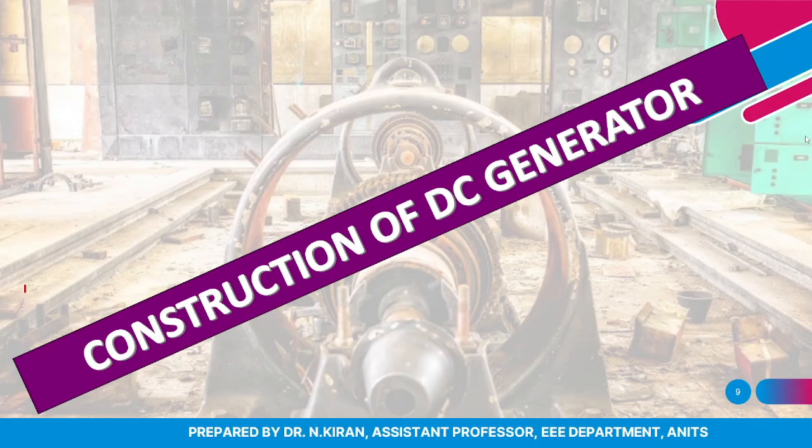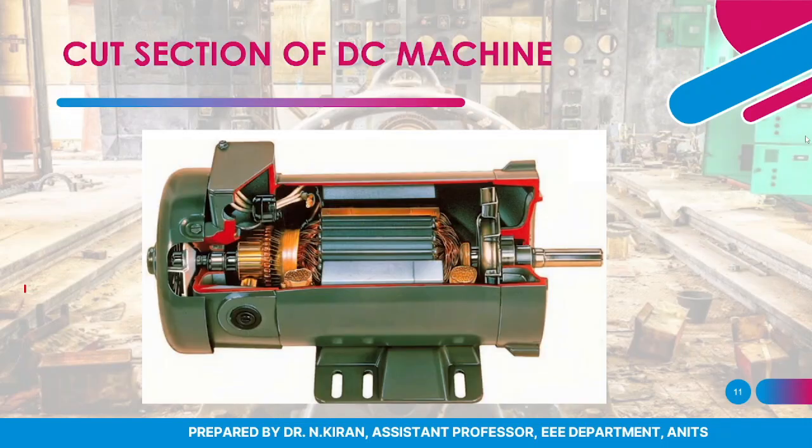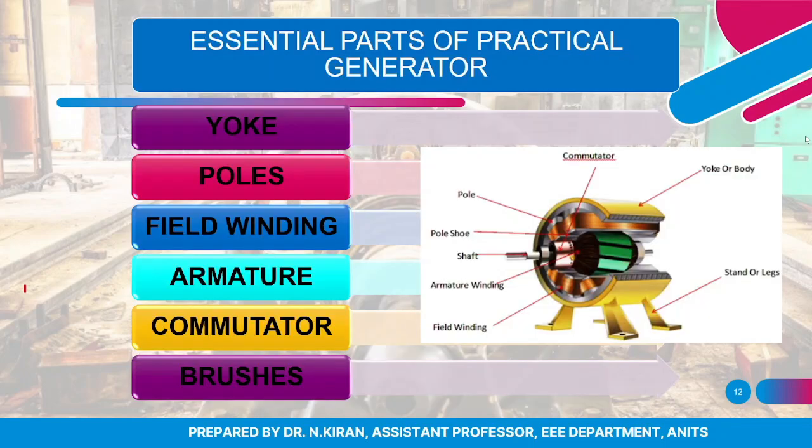So let us now discuss in detail the construction details of DC generator. This is my overview of the construction of a practical DC generator. This is the cut section view of my DC machine. I can mainly categorize the various parts that exist in a DC generator into 6 main parts. First one, yoke; second, poles; third is field winding; fourth is armature; fifth one is commutator; and sixth one is brushes.